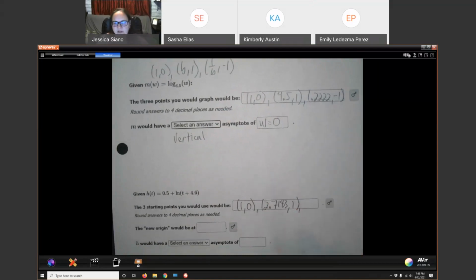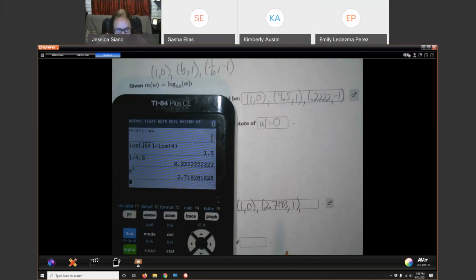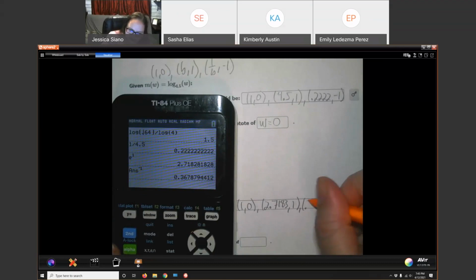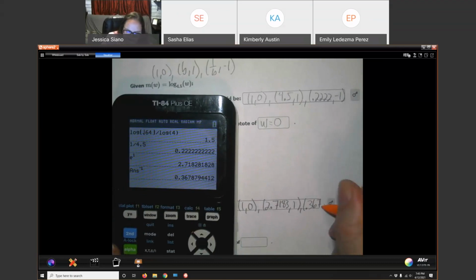And then we need the reciprocal of that. So take the reciprocal of it. That's my fault, I keep on pressing the wrong thing. Insert, there we go. Okay, so then 0.3679, -1.